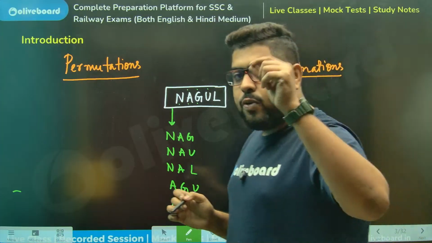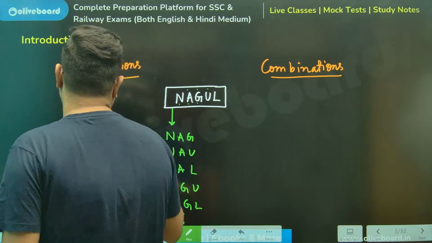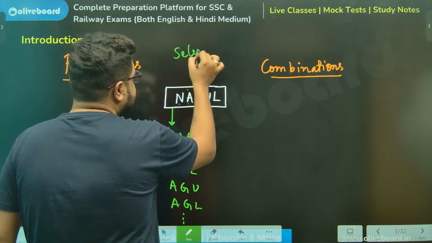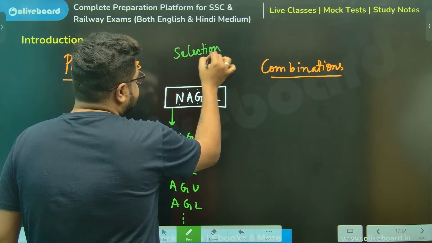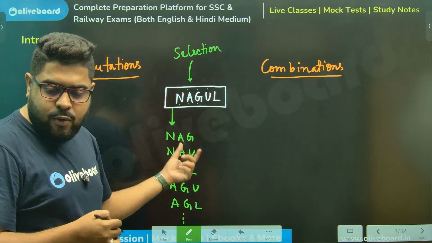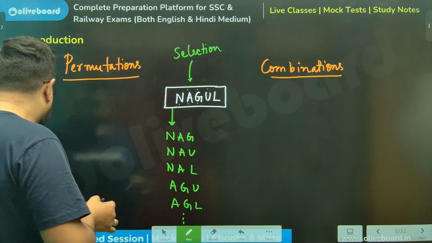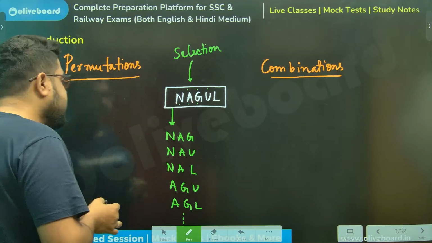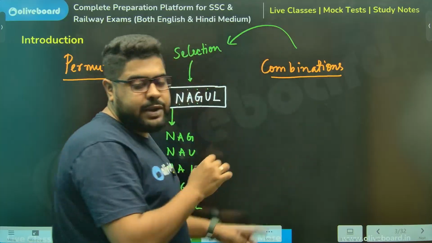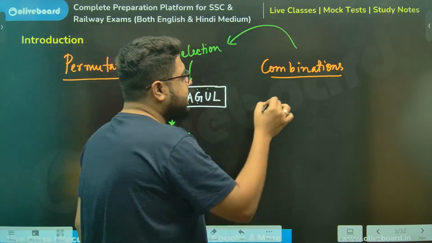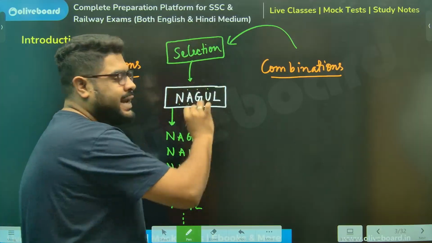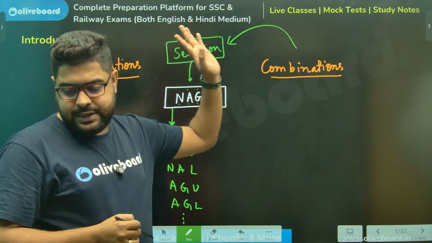Now, if I am only selecting these letters, meaning selecting three letters out of these five letters, then that is part of combination. Combination stands for only selection. If I need to select, I will use combinations.